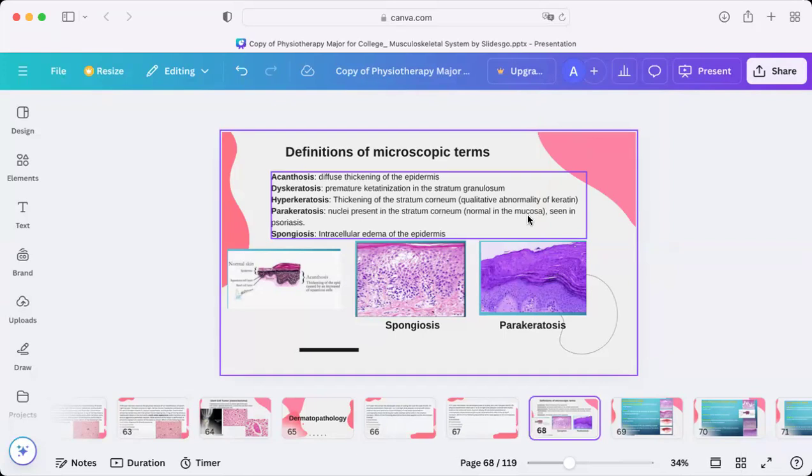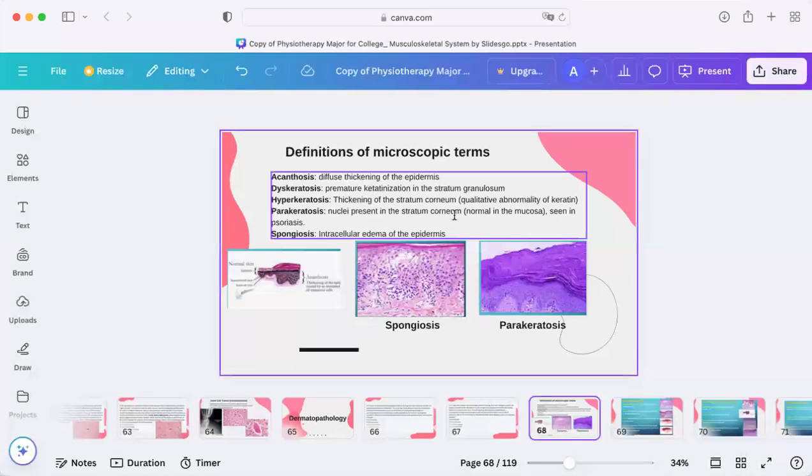And lastly, we have spongiosis, which is intracellular edema of the epidermis. So over here, you can appreciate that there is spongiosis. It's really hard to appreciate over here the parakeratosis, but I would know and memorize the fact that it's the nuclei present in the stratum corneum.